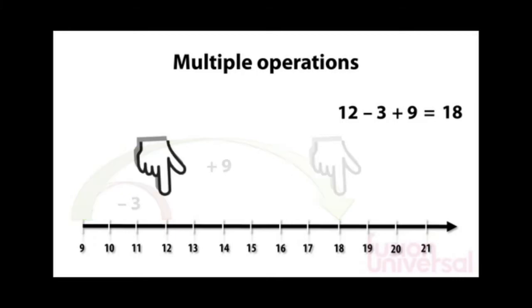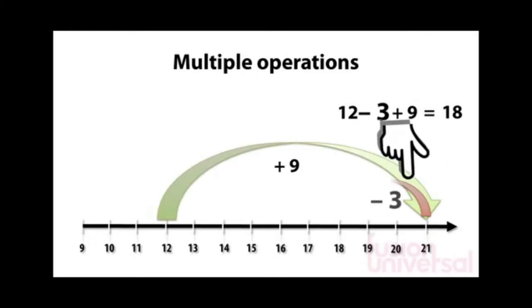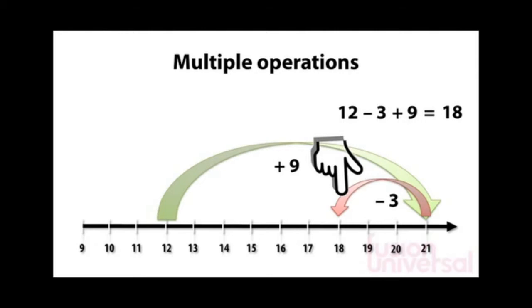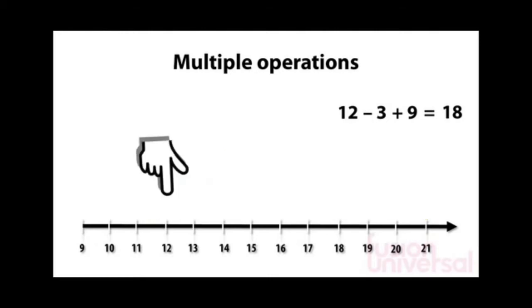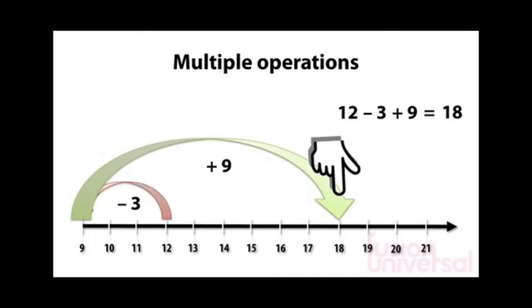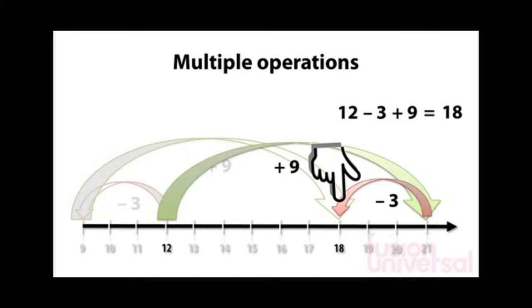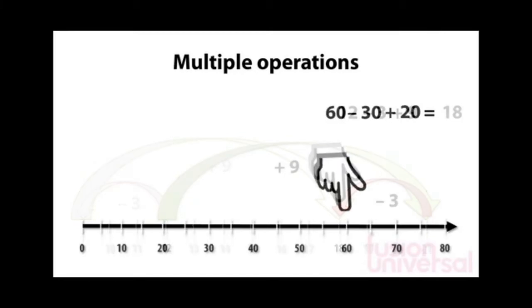Could this be done in a different order? If we start at 12 again, but move 9 to the right before moving 3 to the left, we once again finish at 18. This calculation could then be done in either order. We can do 12 subtract 3 plus 9 is equal to 18, or 12 plus 9 subtract 3 is equal to 18.